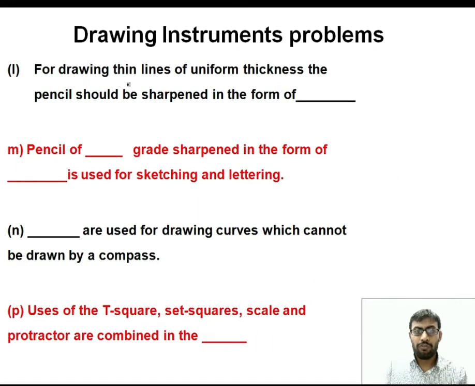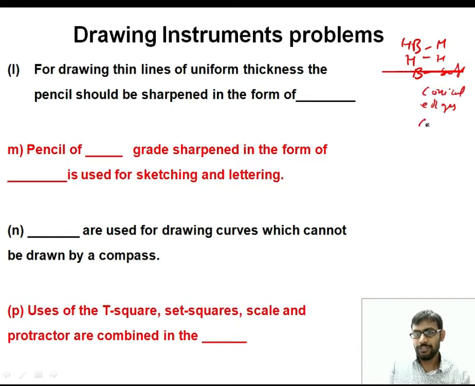Next one, for drawing thin lines of uniform thickness, the pencil should be sharpened in the form of. Basically, we will talk about the three types of pencils: HB, H and B pencil. HB is the medium grade pencil, H is the harder grade, and B is the softer grade. So what is the question? For drawing thin lines of uniform thickness, the pencil should be sharpened in the form of. Basically, we talk about the two types of edges. One is conical edge. Second one is the chisel edge.